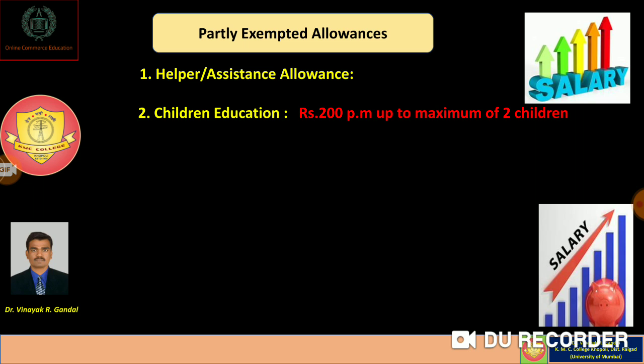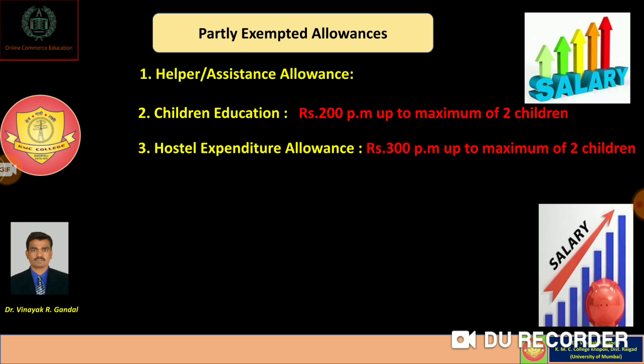Next allowance is called children education allowance, and it is a partly exempted allowance. Whatever children education allowance the employee gets from the employer, the tax treatment is that we can calculate the exempted amount as rupees 200 per month up to a maximum of 2 children, and the remaining portion is to be considered as a taxable amount as part of salary income.